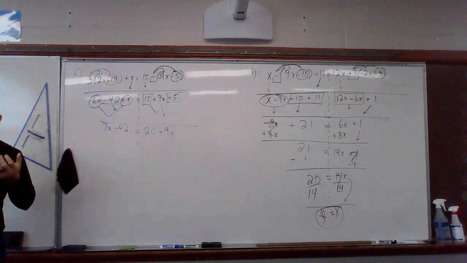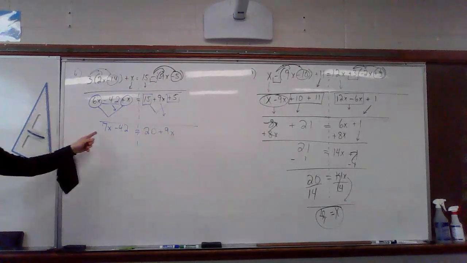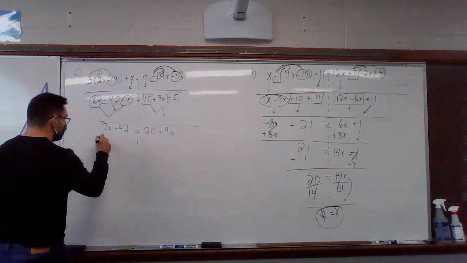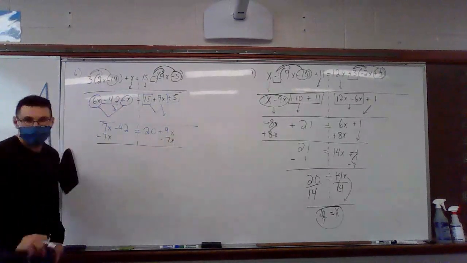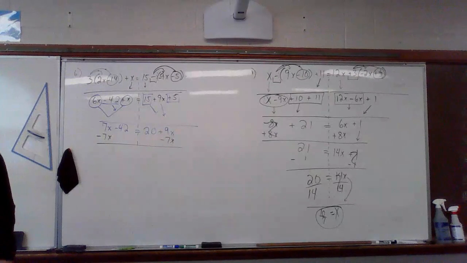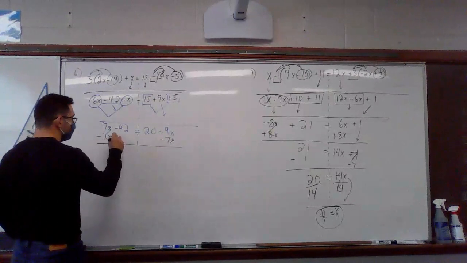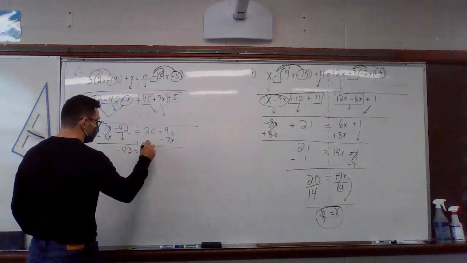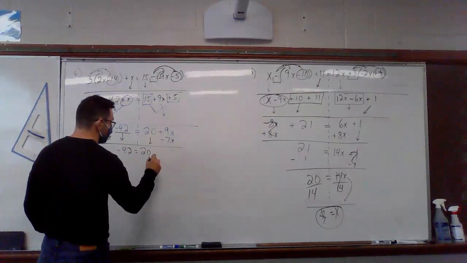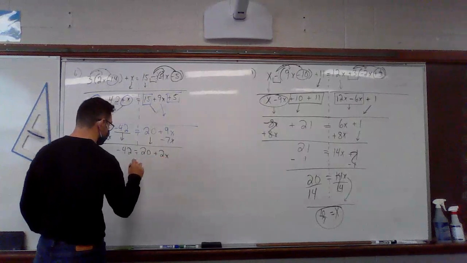This is step 4, combine variables on opposite sides. So this is a positive 7. I subtract 7. I don't like having negative variables. That's why I will always move my smaller variable. That's 0. Negative 42 comes down, equals 20 comes down. 9x minus 7x is positive 2x.